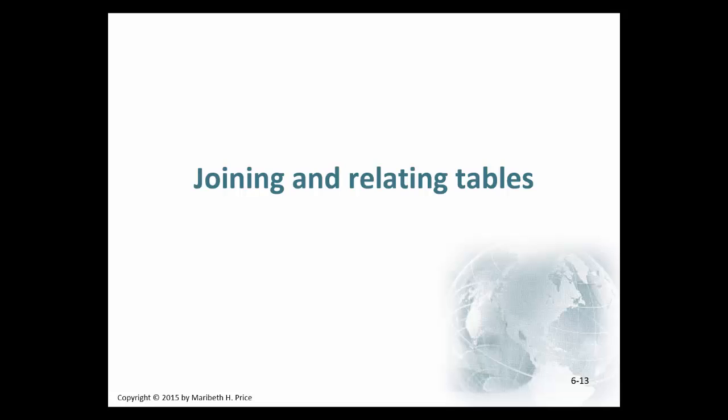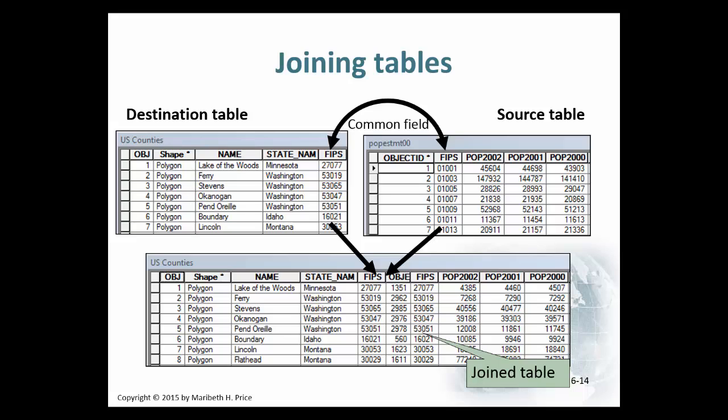The real power of GIS comes from the ability to join and relate tables. This means you can join standalone tables to spatial data tables so that you can map the standalone data. To join two tables together, you must identify and specify a common join field. This is a field which will have the same values in both tables that can be used to link the tables together.